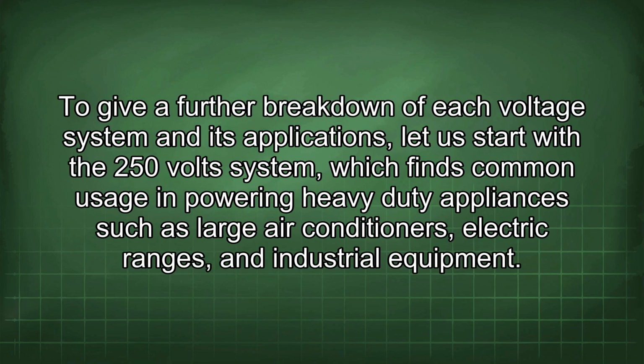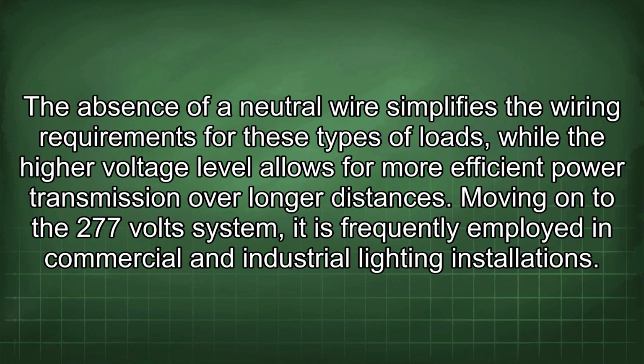To give a further breakdown of each voltage system and its applications, let us start with the 250 volt system, which finds common usage in powering heavy-duty appliances such as large air conditioners, electric ranges, and industrial equipment. The absence of a neutral wire simplifies the wiring requirements for these types of loads, while the higher voltage level allows for more efficient power transmission over longer distances.